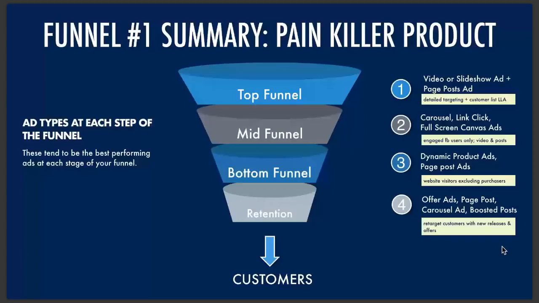So this is a summary of what I just said. Top of the funnel, you want to lead with a video or a slideshow ad. With page post ads, you're trying to build social proof. That's the key thing, social proof. Step 2, you're trying to build links, clicks through to your website with your carousel. Step 3, you're trying to make that sale. You're trying to close up the sale with dynamic product ads. Step 4, for retention, you could serve them offers, ads, carousels, and boosted posts.